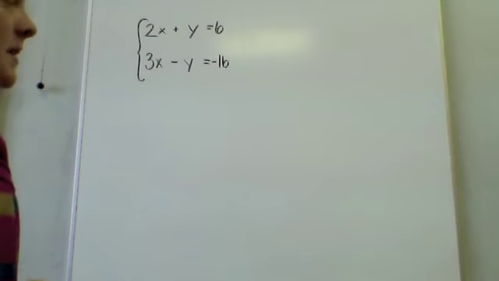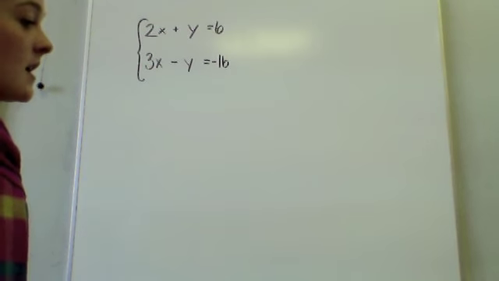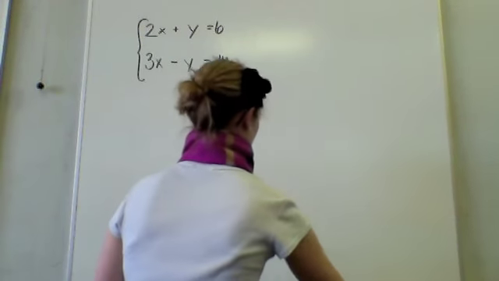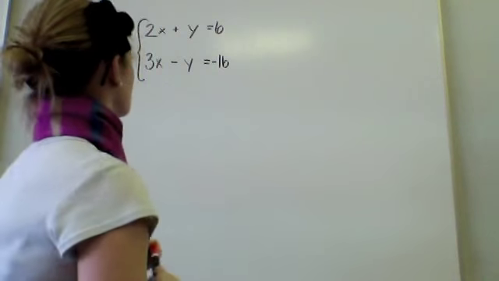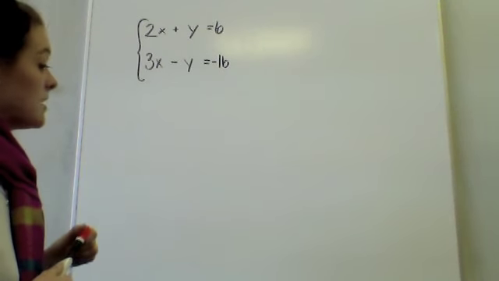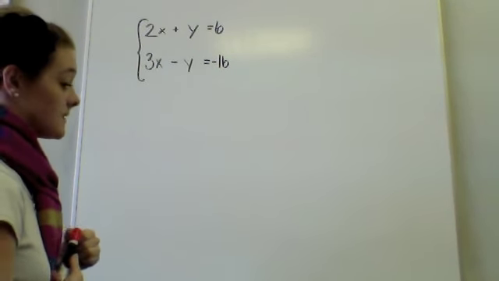Okay, this is our very first video. It is actually a review of Algebra 1. It is doing a systems of equations where there are two equations. We're going to focus on the elimination method as it's something that we're actually going to use later on in this unit. So I'm given these two equations, 2x plus y equals 6, 3x minus y equals negative 16.